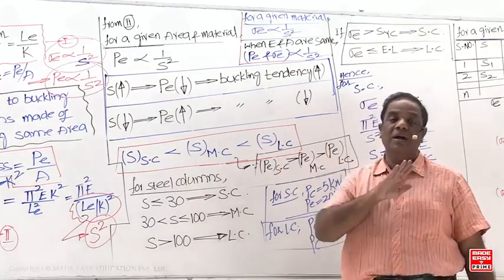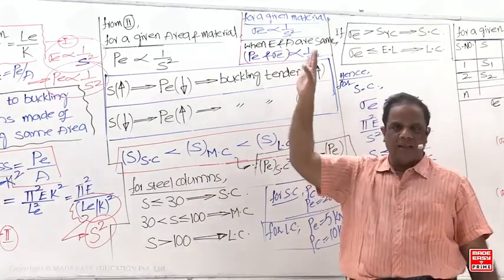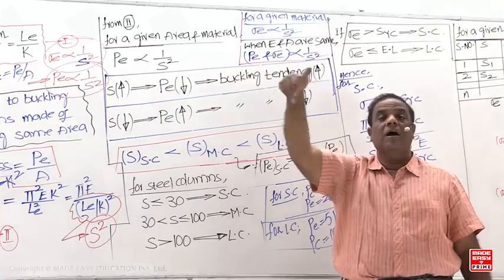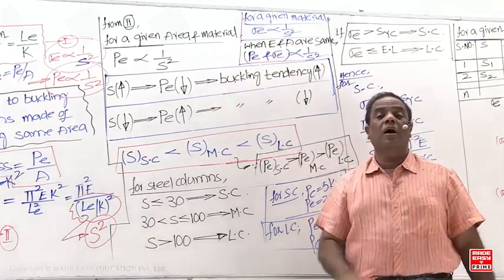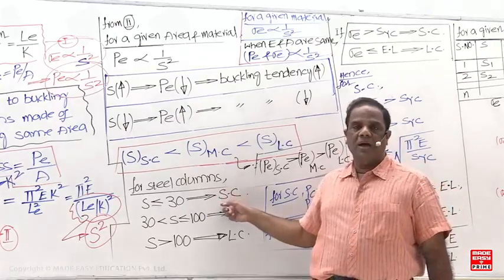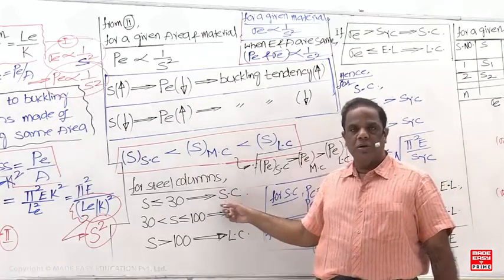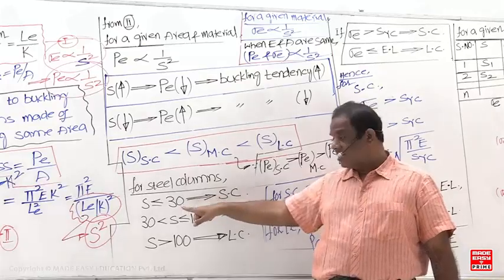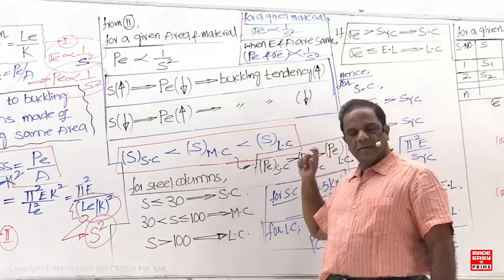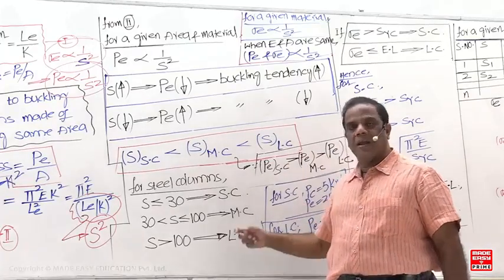The limit will change, but whatever the material may be, whether steel, cast iron, or aluminum, the long column will always have the higher slenderness ratio. A short column will have the lower slenderness ratio. But for steel, a slenderness ratio less than 30 means a short column. More than 100 means a long column.